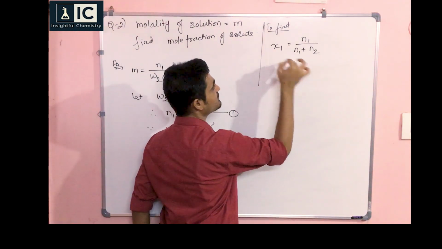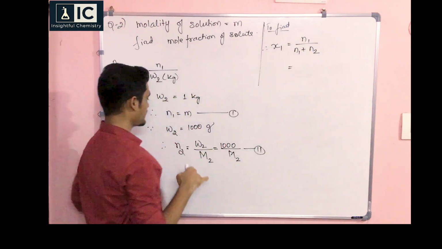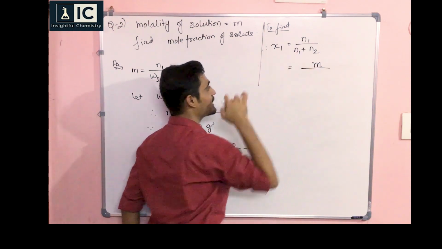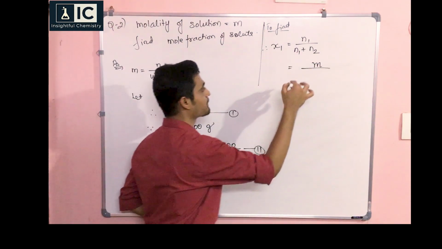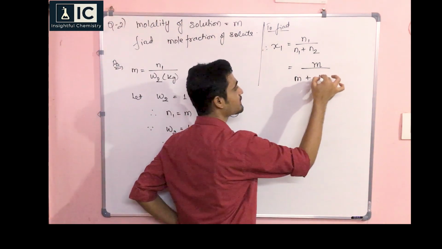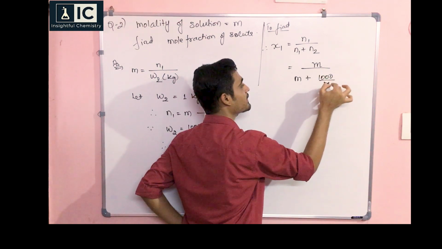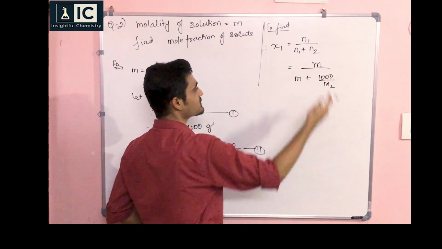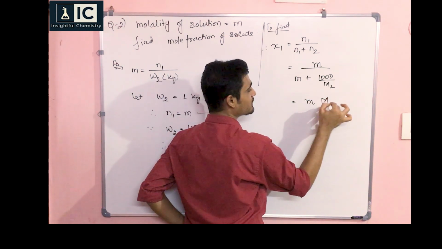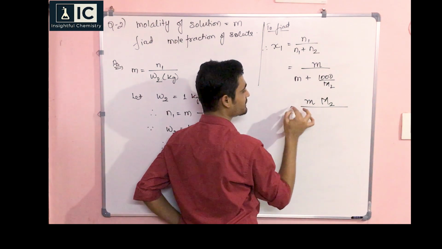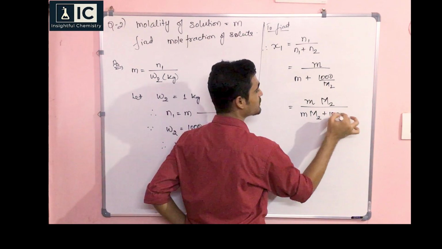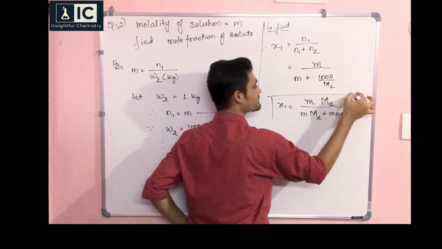Done. So what can you do? Therefore X1 equals N1 over N1 plus N2. N1 is what? Molality. So put small m divided by m plus N2, which is 1000 by capital M2. Right? So if you just convert everything, it will become small m, which is molality, multiplied by molar mass divided by M2 plus 1000, and hence you get your answer.